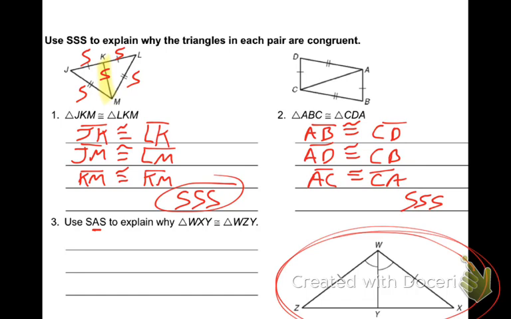Parker, help her out. WY is congruent to WY. Why? Yeah, they're the same line. Becca, do you agree with that? Yeah, nice job, Parker. WY is going to be congruent to itself because it's the same line. What about something else that I recognize? Quinn, what's something else you know? ZY to XY, or ZW. ZW is the same as XW.